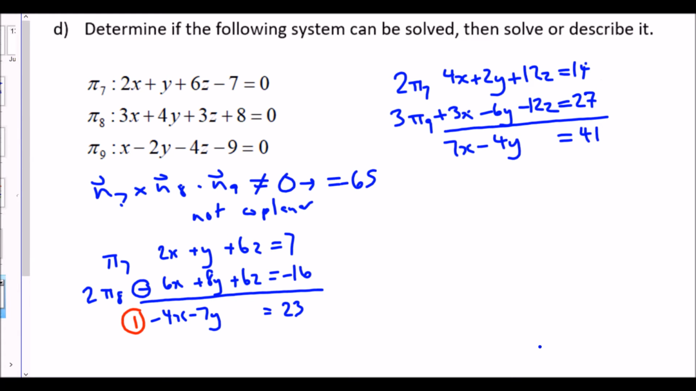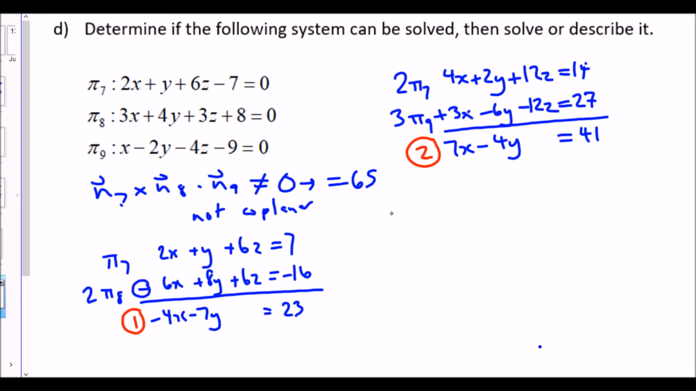All right, so this is what I'll call equation 2. And now I'm going to eliminate either x or y. Which one should I do? Well, they're both kind of the same here, so I'm going to multiply equation 2 by 4, and I'm going to multiply equation 1 by 7. All right, now it's going to get a little messy, but I can do this.